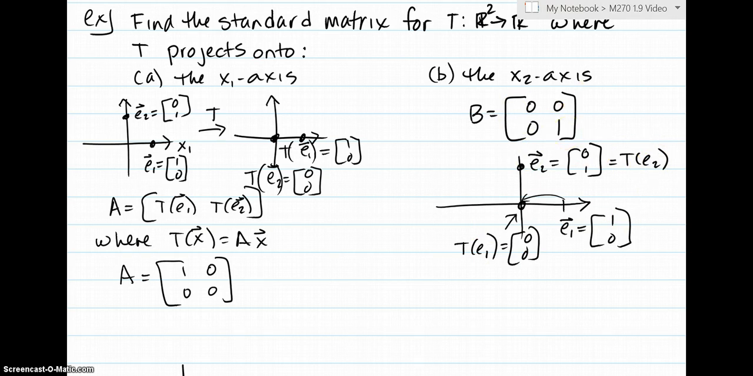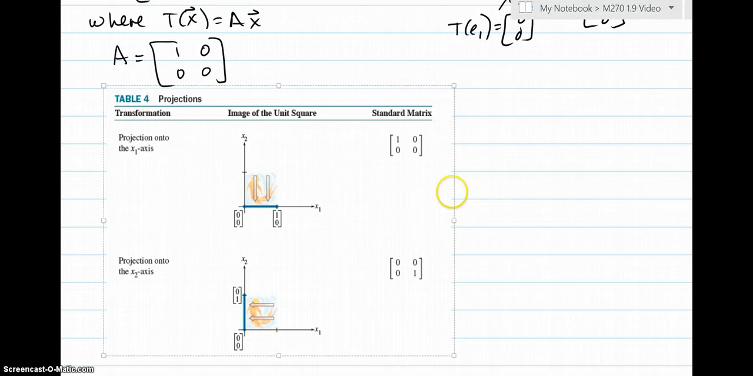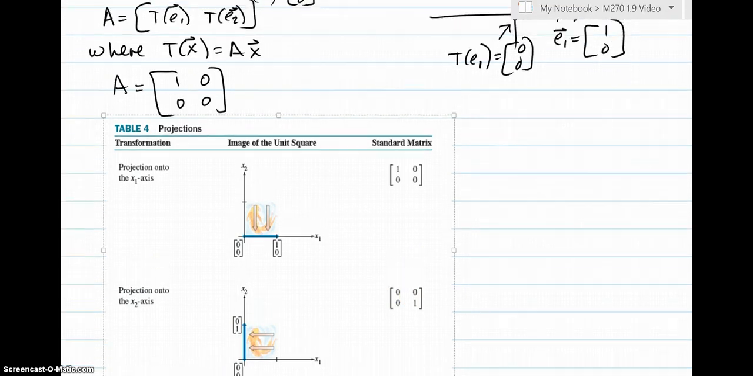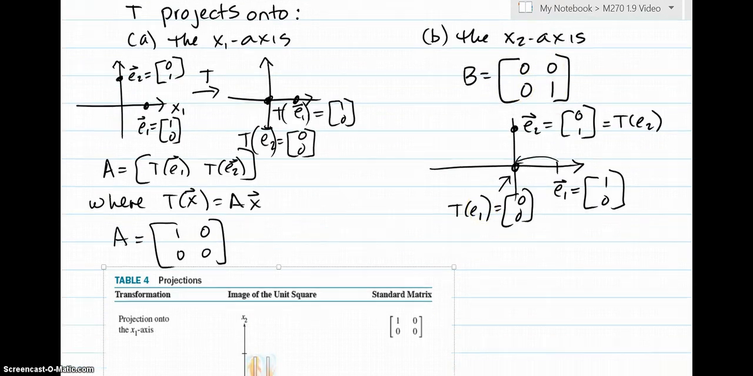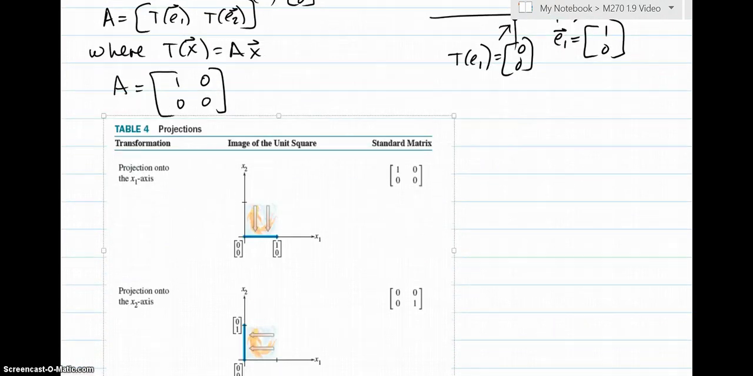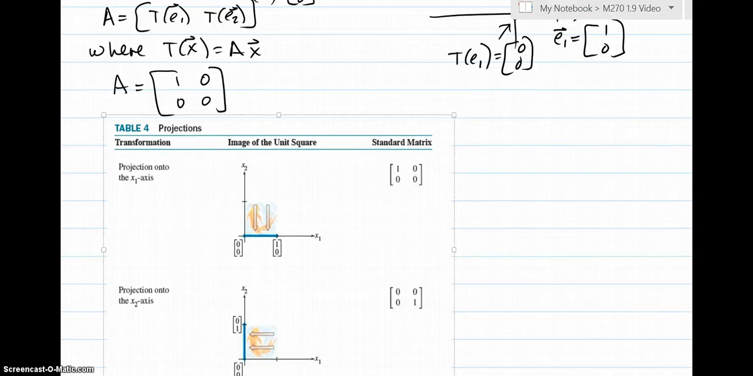Again, in the book, they have a table of the answers of these. Projection onto the x1 axis, that's what we did on the first one. There's the picture. Projection onto the x2 axis, that's the picture. And you can see from above, that was our answer, [0, 0; 0, 1]. You can look at these in table 4 of this section.